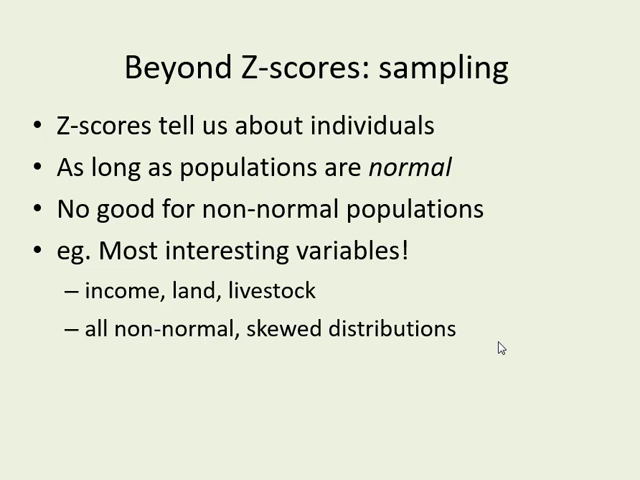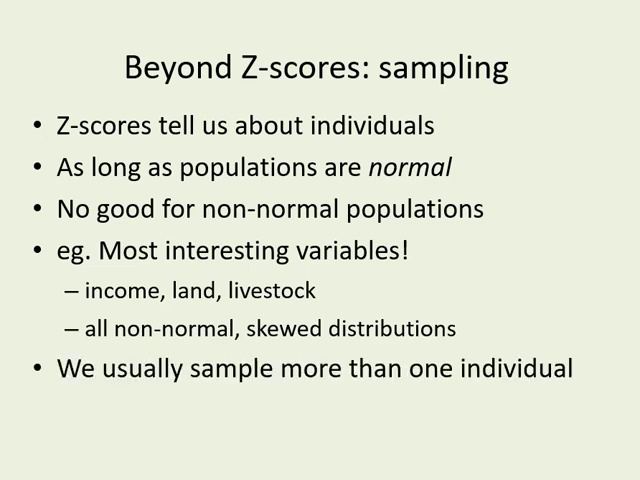So, partly as a response to that, we usually sample more than one individual. So what effect does this have? If you're doing a survey or you're doing some research somewhere, you don't generally go and talk to one person, or measure one tree, or catch one fish and measure that. You catch a whole bunch of fish and talk to a whole bunch of people. What effect does it have when you sample more than one individual?